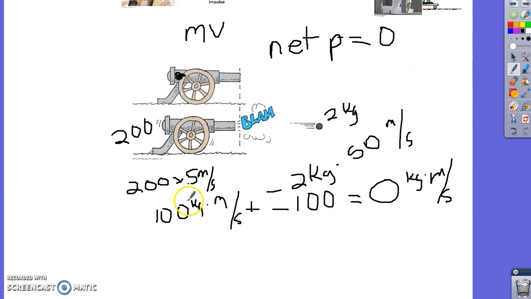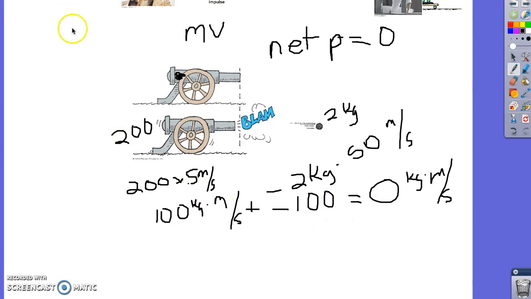It was 0 up here. Now we have momentum of the cannon moving this direction, the ball moving this direction, but since they're in opposite directions and there are equal amounts of momentum in each direction, they cancel out and come back to 0. So as long as there's no outside forces coming in and affecting the cannonball or the cannon, the momentum should be conserved. That's what we talk about.